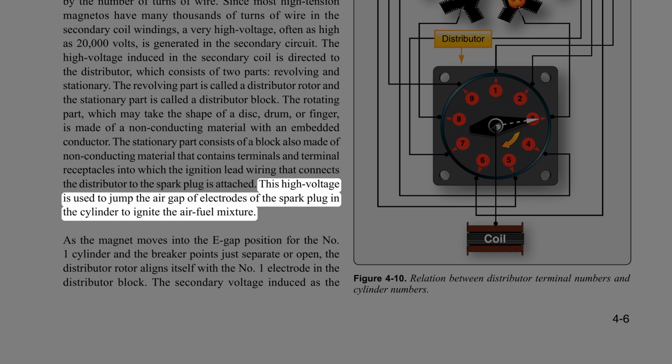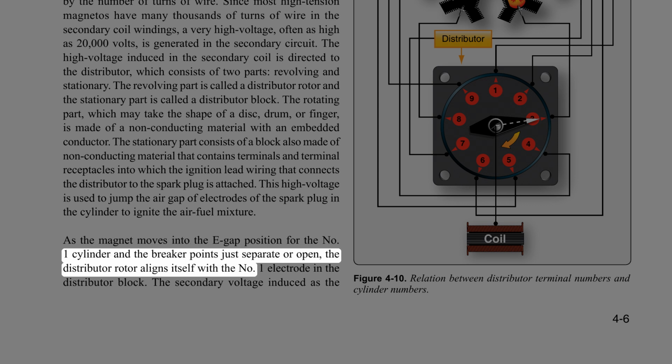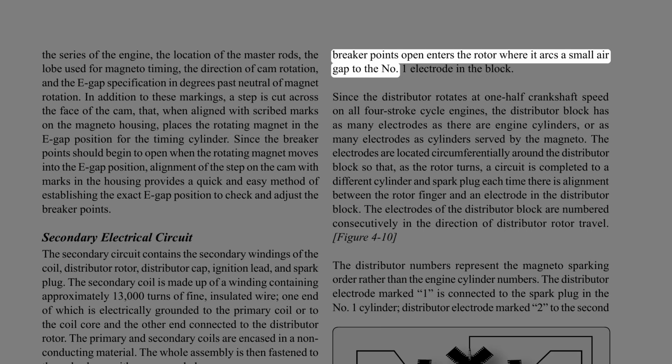This high voltage is used to jump the air gap of electrodes of the spark plug in the cylinder to ignite the air-fuel mixture. As the magnet moves into the E-gap position for the number 1 cylinder and the breaker points just separate or open, the distributor rotor aligns itself with the number 1 electrode in the distributor block. The secondary voltage induced as the breaker points open enters the rotor where it arcs a small air gap to the number 1 electrode in the block.